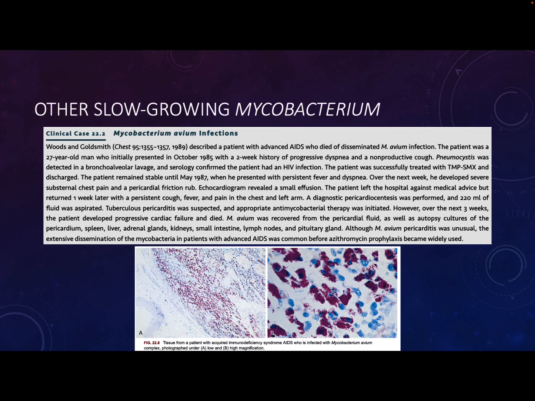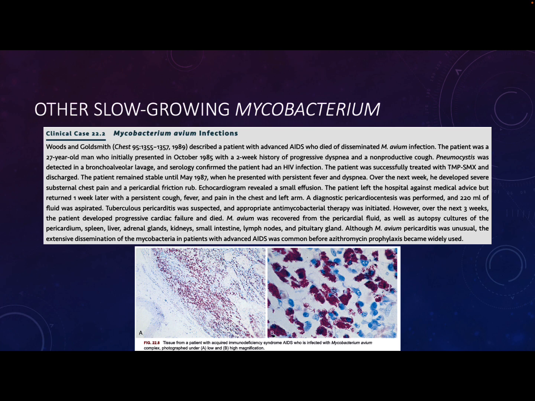And they suspected that he had tuberculosis pericarditis, and they started antimicrobial therapy. That's hard to say when you say antimicrobial a lot, antimycobacterial. So antimycobacterium treatment. However, over the next 3 weeks, he developed progressive cardiac failure and died. And it wasn't tuberculosis, it was Mycobacterium avium instead that they found in the pericardial fluids.